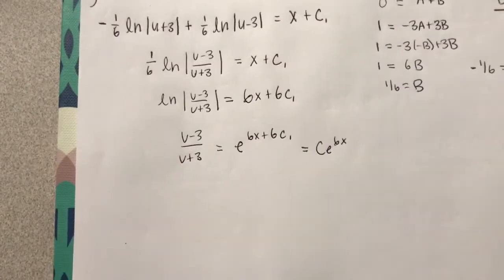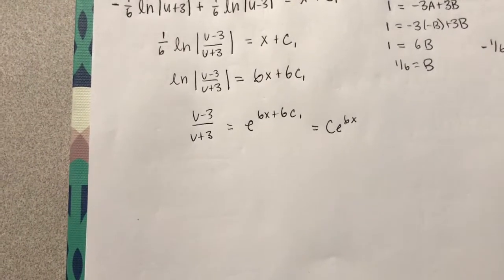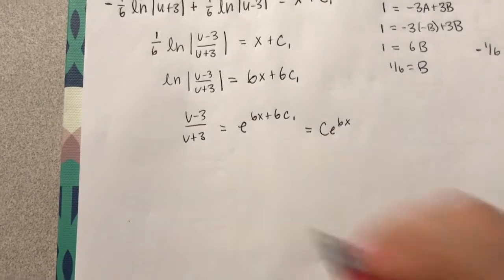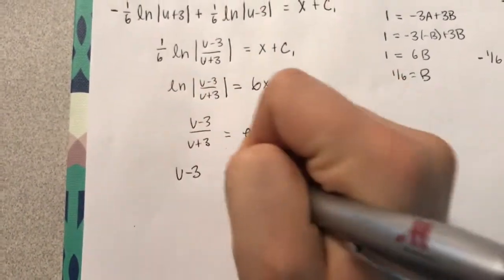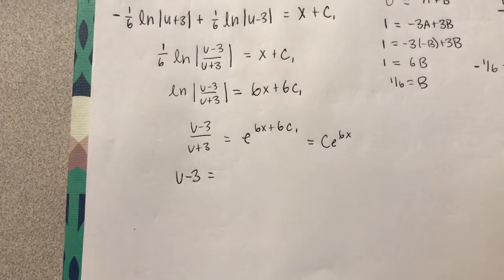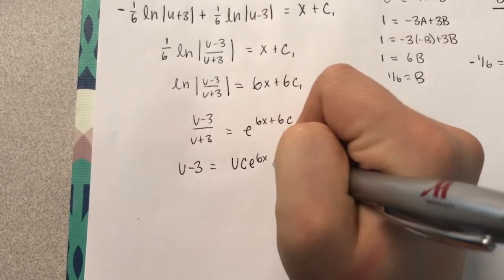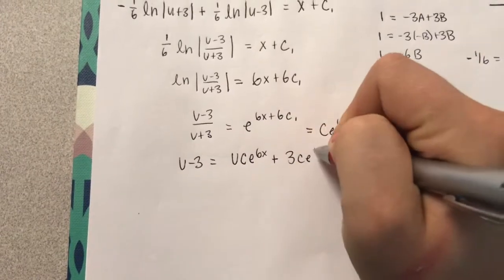Now from here, I want to solve for u. So in order to do that, first I need to multiply times that u plus 3 on the bottom. So I have u minus 3 on the left equal to, when I distribute that u plus 3, u c e to the 6x plus 3c e to the 6x.